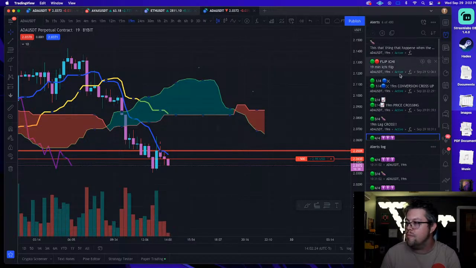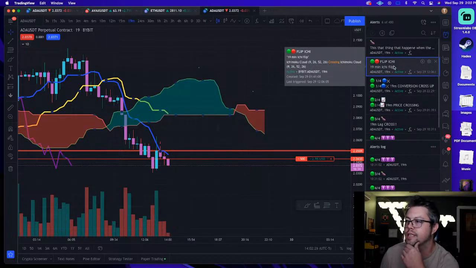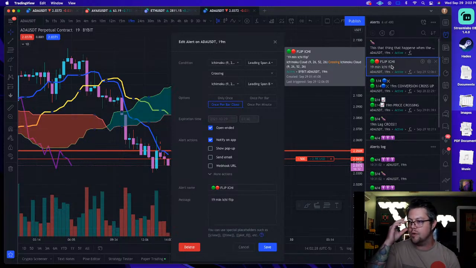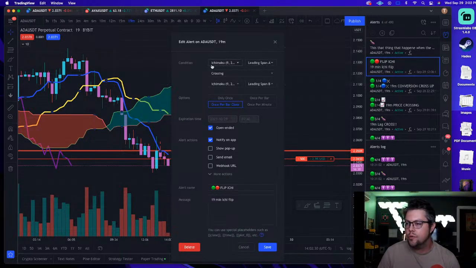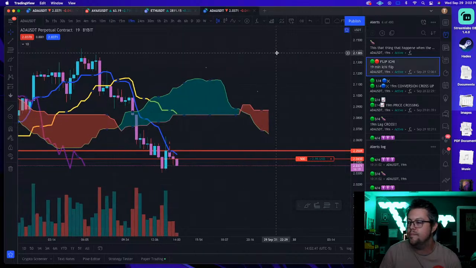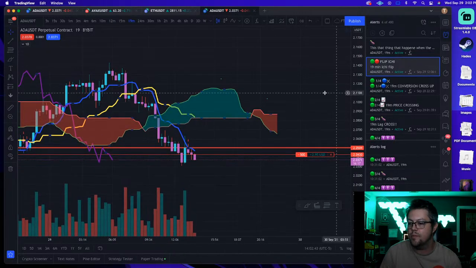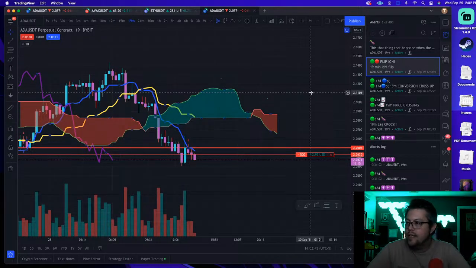I don't remember what the flip Ichi was. Let's check that out, because I feel like if I have it on here, it's probably fairly important. So we have Ichimoku leading span A crossing Ichimoku leading span B. For some reason, I have 2 of those. I don't know if I doubled up on it or what happened, but either one is valid. But anyways, that's essentially it for the alerts.